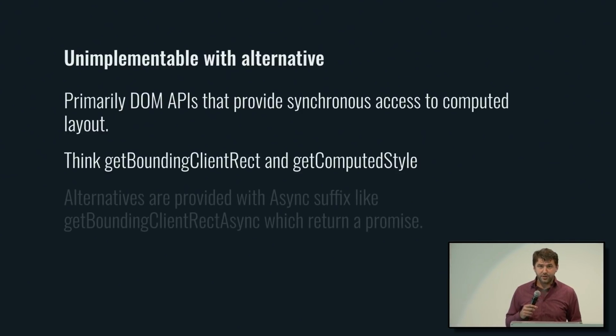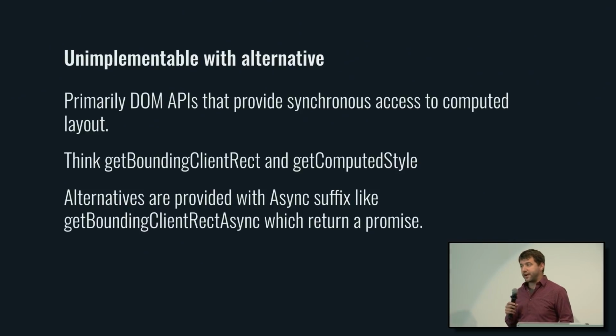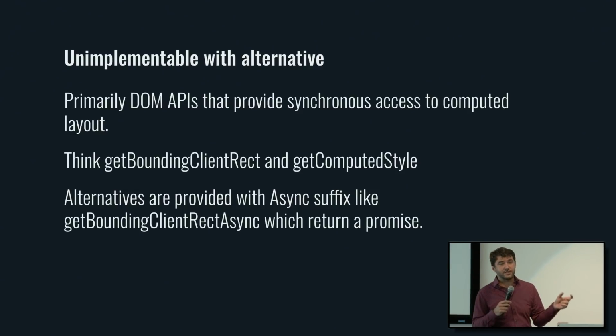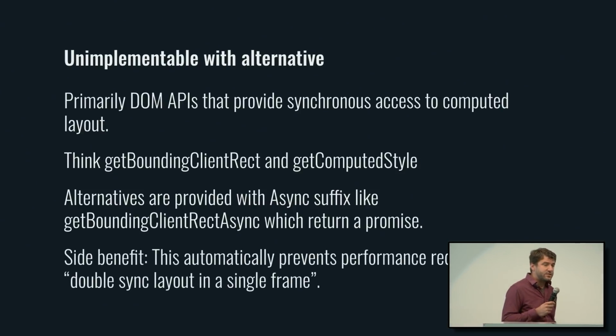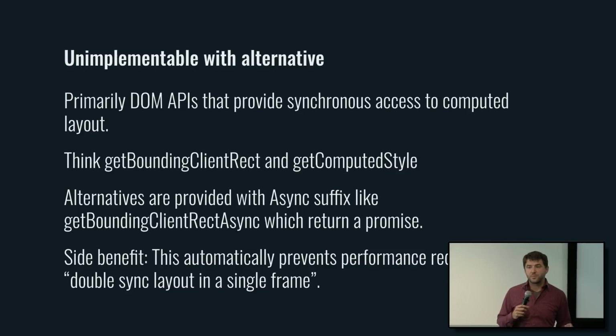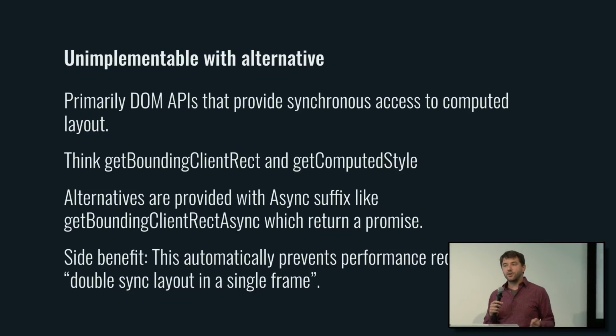But we can provide alternatives with getBoundingClientRectAsync, which returns a promise. And if you're using async await in your code, the delta in your code is literally await getBoundingClientRectAsync versus getBoundingClientRect. There is a benefit to this because many of these things cause layout to have to be recalculated. So if you're awaiting the response, you'll prohibit scenarios where you cause double layout within a single frame.